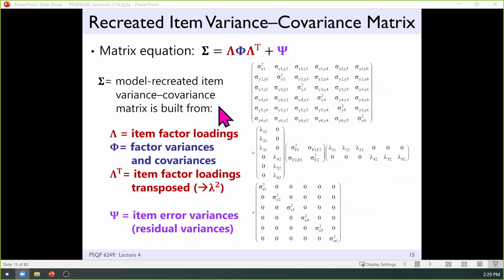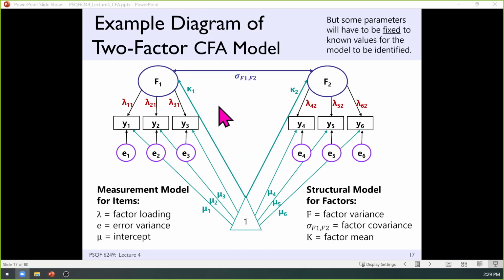I know I stuck the picture in here again because I wanted that. So what I'm talking about is, how does the model predict the covariance between y1 and y3? Start at y1, pick up the path, pick up the variance of f1, come back down to y3. In the standardized version, it's the standardized path times 1 for the variance of the factor times the standardized path. So that's a pattern.